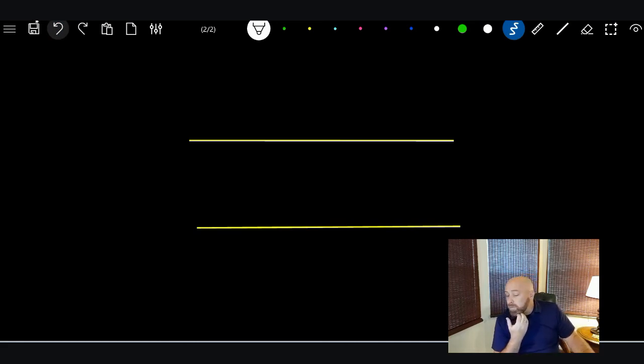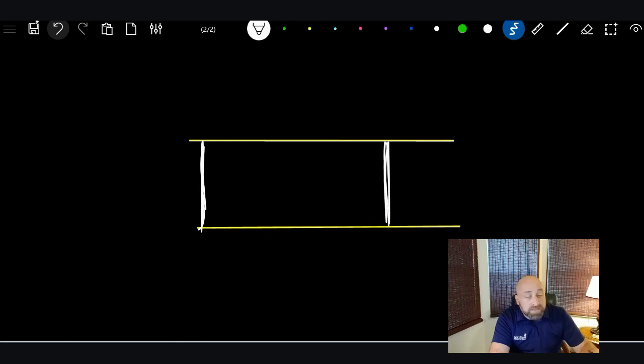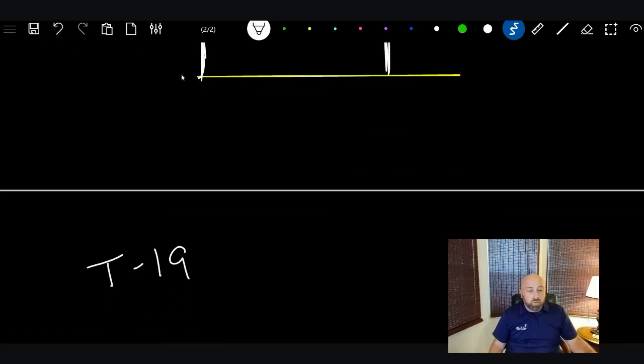Corollary 19.4 says that two parallel lines are everywhere the same distance apart. So in other words, this distance is always going to be the same as this distance. Really, 19.3 and 19.4 are pretty similar there. All right, one more thing, and then we'll be done with this lesson. It is theorem number 20, on the bottom of page 94. It says the diagonals of a parallelogram bisect each other.